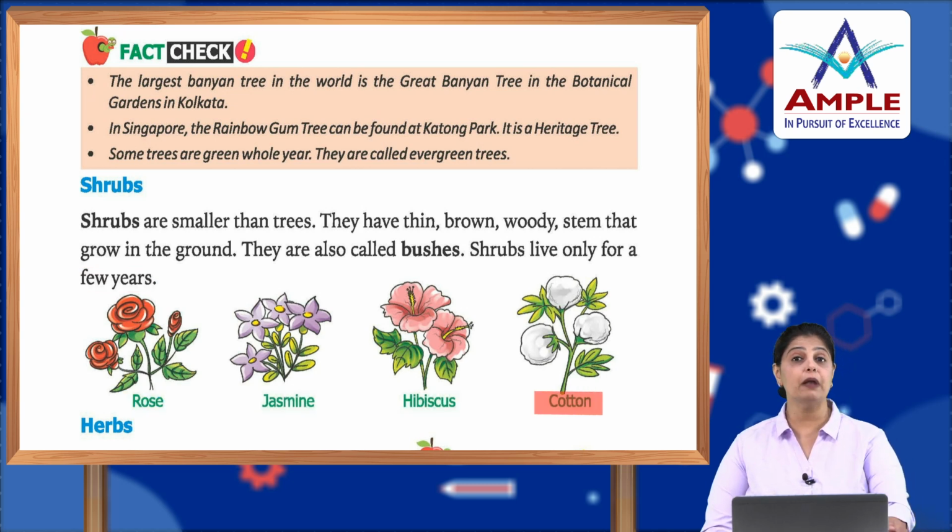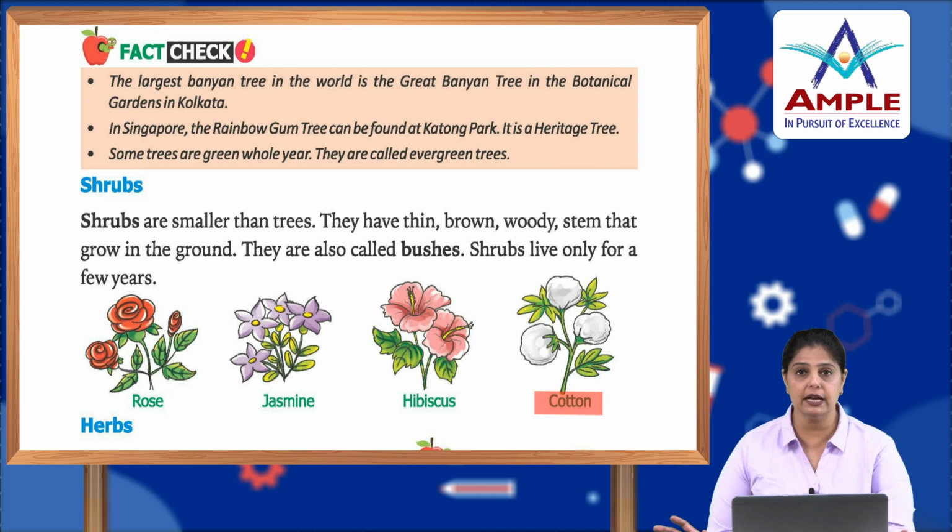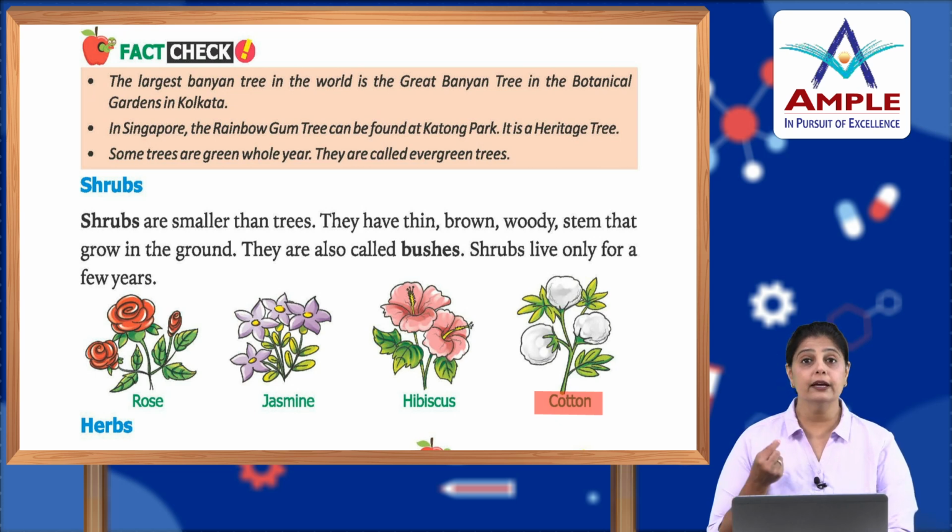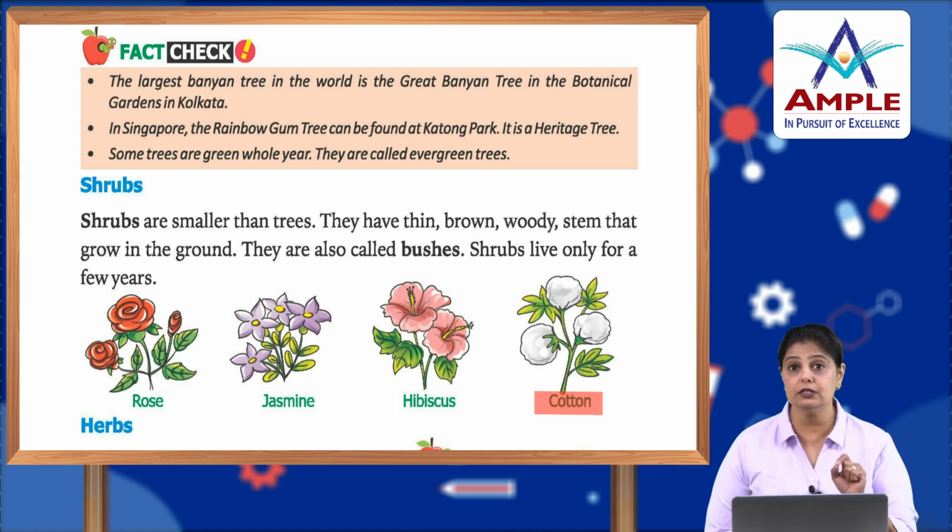If you look at these plants, in your society park, or maybe in the park where you go to play, you'll see these small trees, or the shrubs, as we call them. Look at this rose plant for example. Observe that the stem is green from outside, but inside it's woody. It is very strong, and it is quite hard also. So this is the difference of a rose, or a shrub.